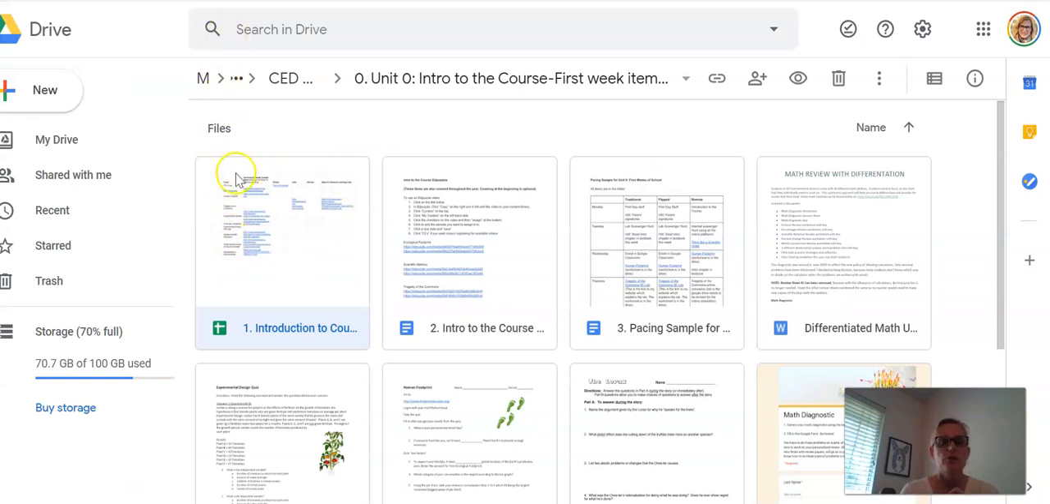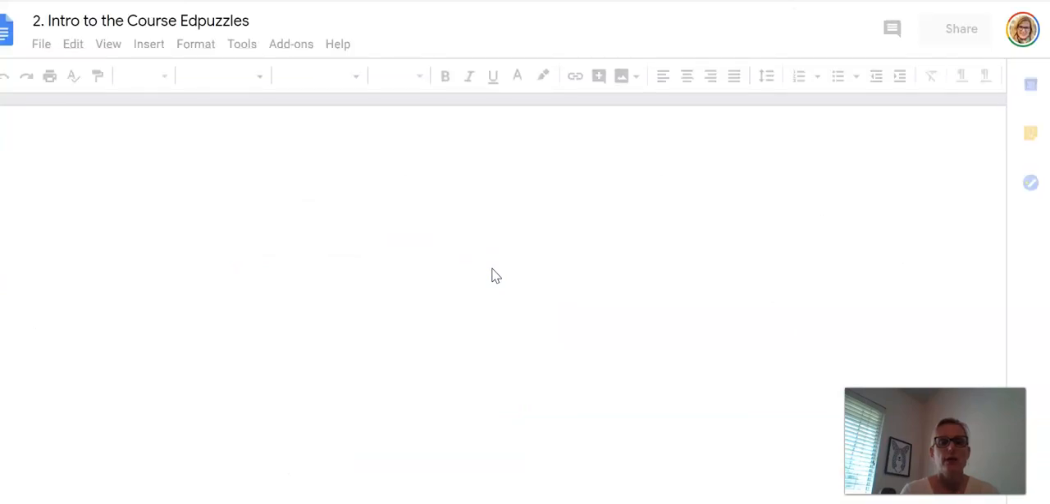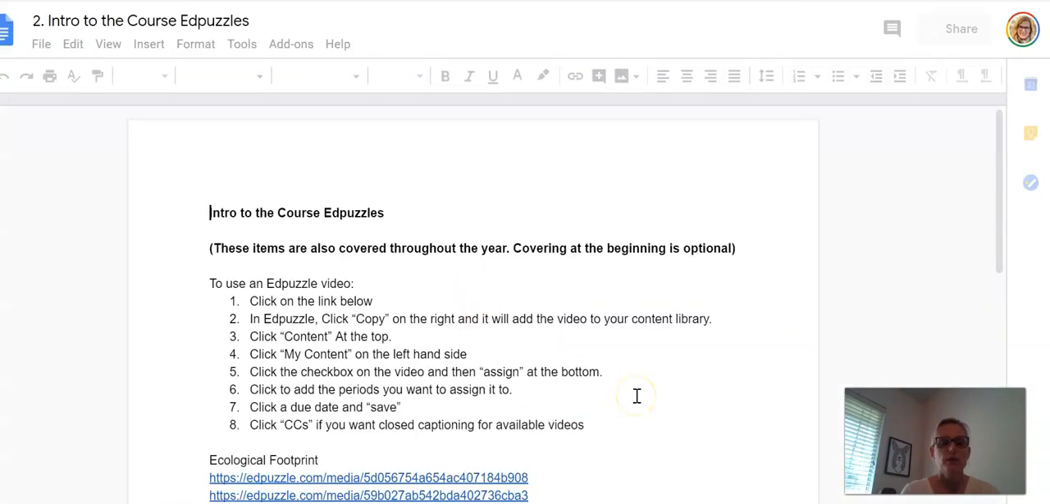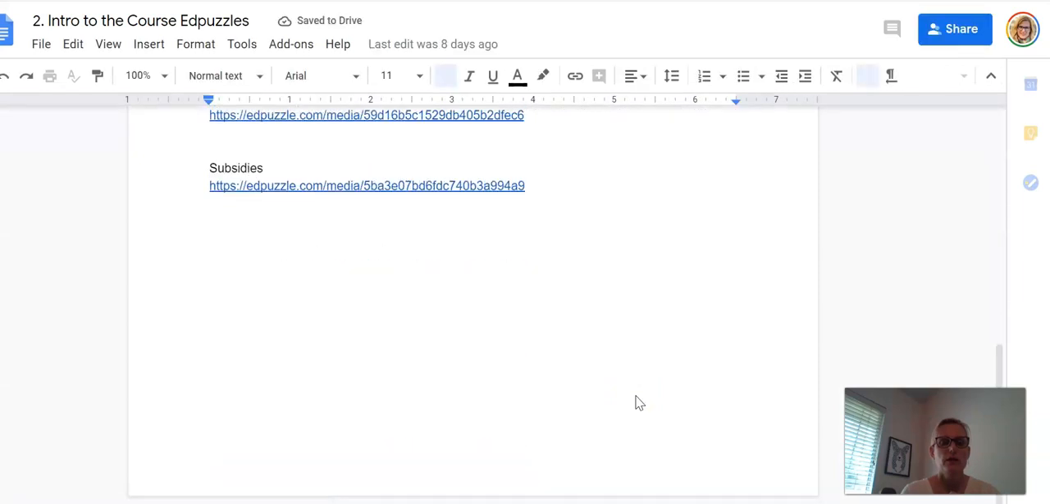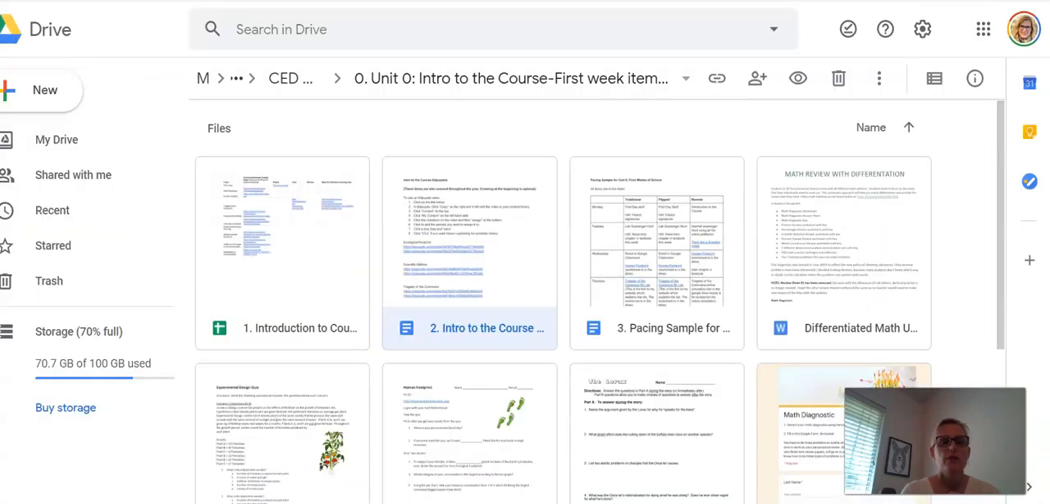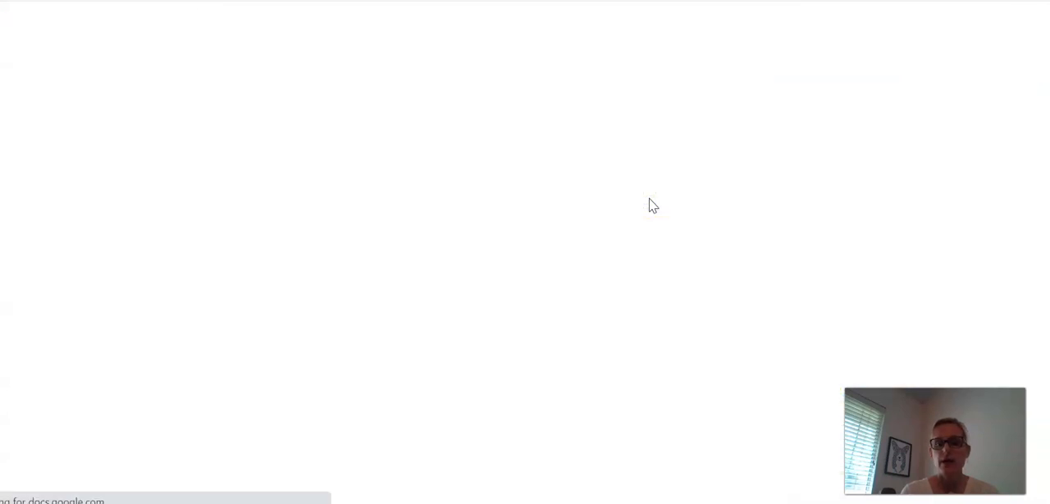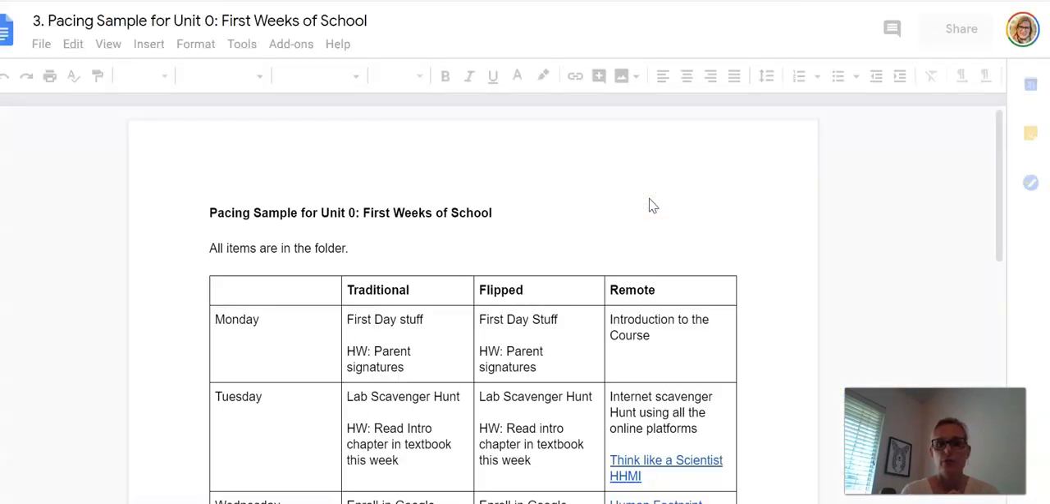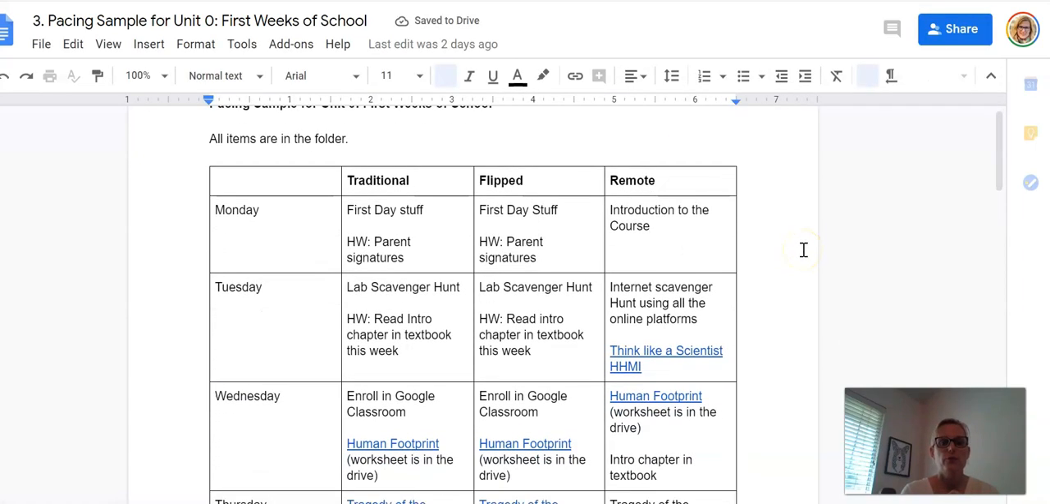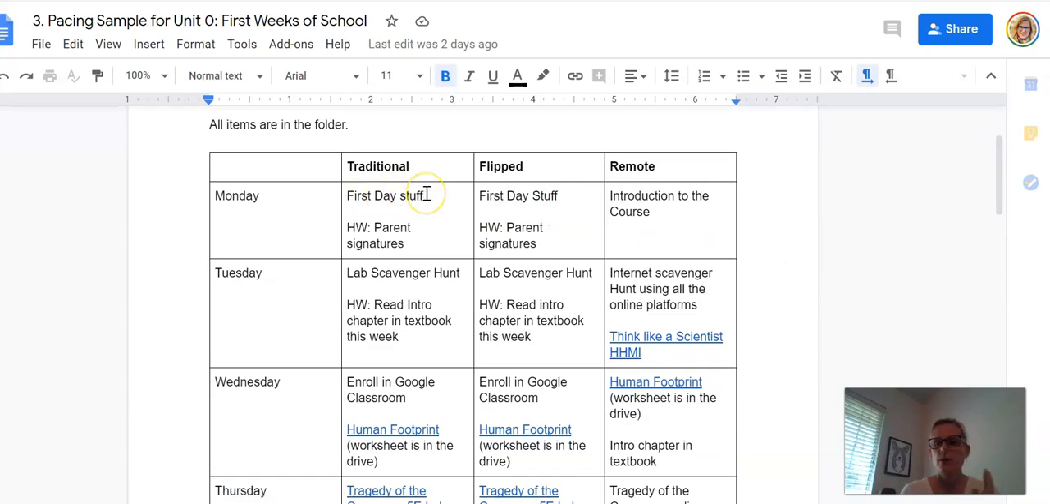In each of your folders, the first item that I label number 1 is the spreadsheet with your resources. Number 2 is your Edpuzzles. I have Edpuzzle links for you here. And then the third item is a pacing plan. I don't have it for all the units, but I have it for a few of them. This is a pacing sample for the first weeks of school. First day stuff, whatever you like to do on the first day. Sometimes you like to play a game or bingo or whatever you like to play.